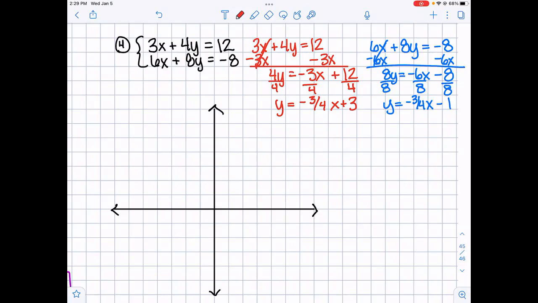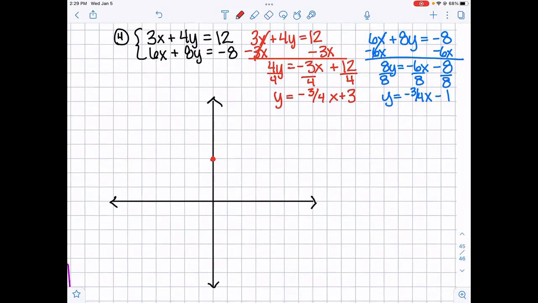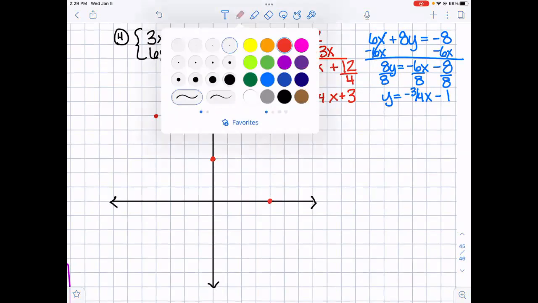All right, looking at the red line, where is it going to start? Positive 3. Where are we going to go from there? Down 3, over 4. Let's try this again. Or you could go up 3 to the left 4. I just do it so you can see it. Down 3, over 4.